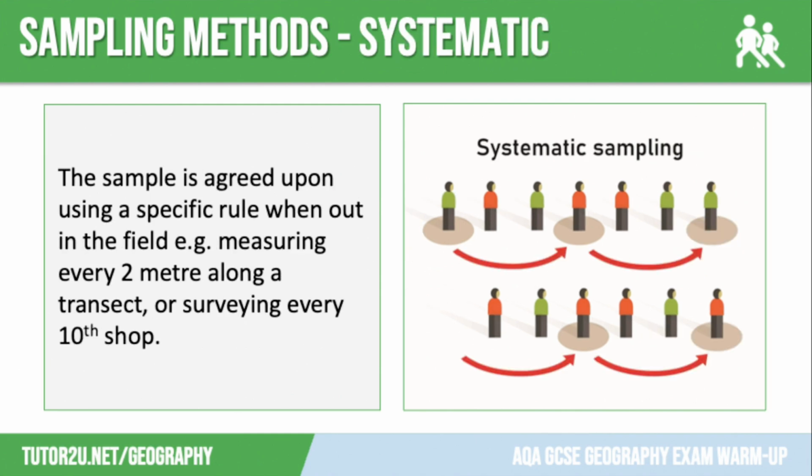Our second sampling method is systematic sampling. This is where the sample is agreed upon using a specific rule when you're out in the field, for example measuring every 2 metres along a transect or surveying every 10th shop.